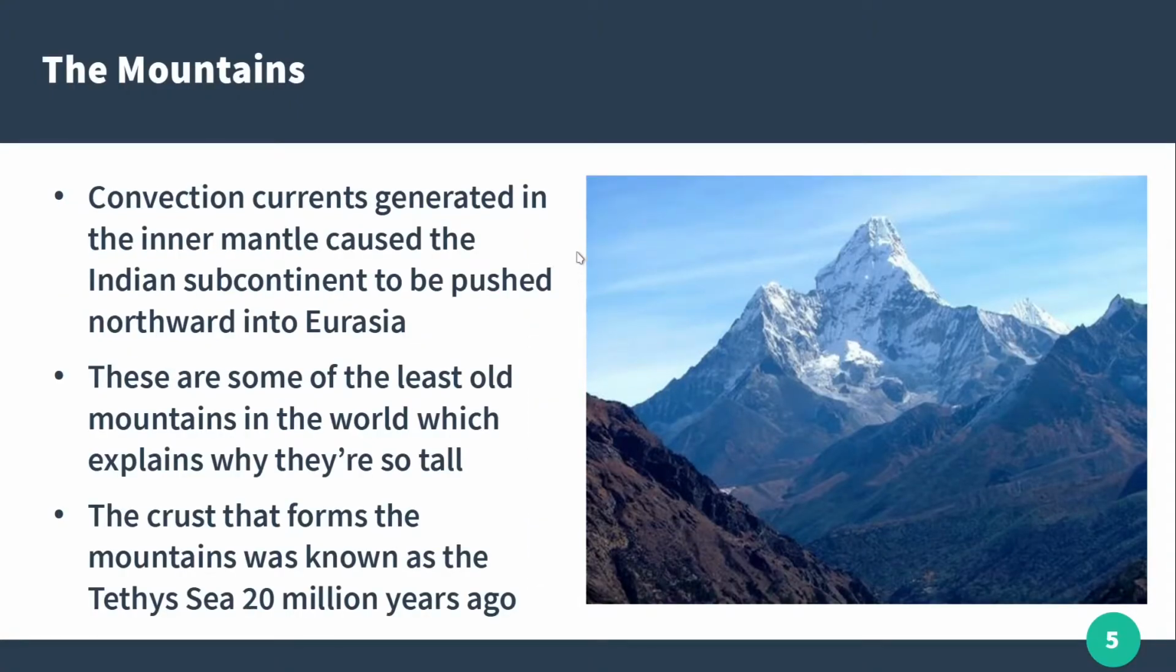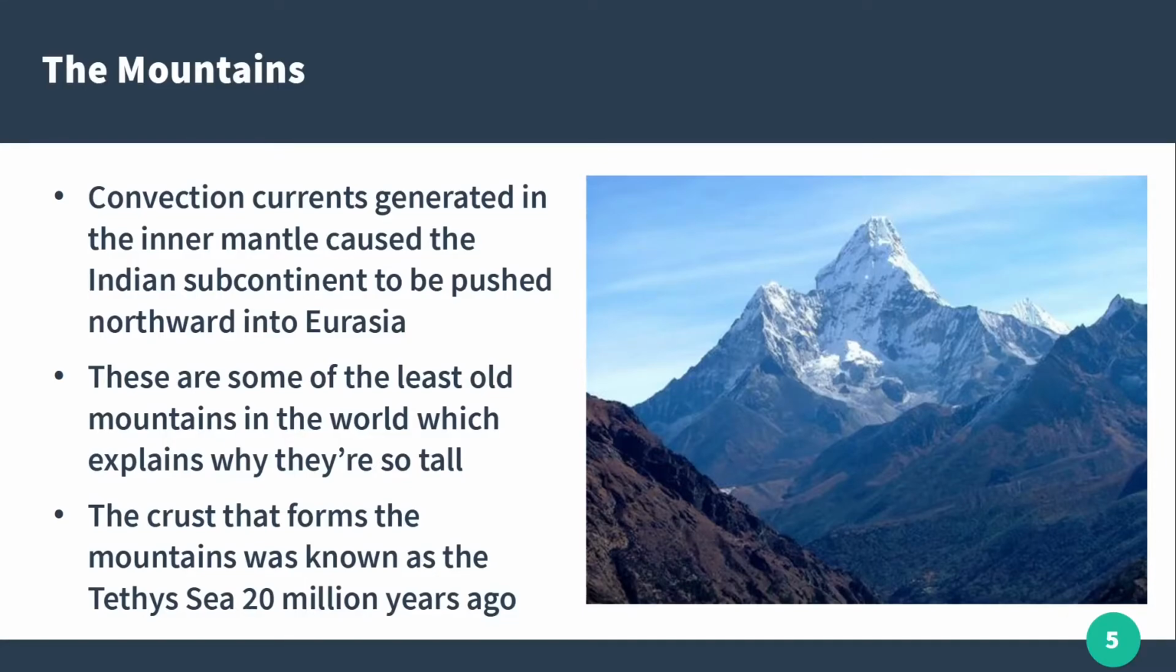So basically the formation process is that certain currents 40 million years ago began to generate in the mantle, and that caused the Indian subcontinent to begin to drift across the ocean and then be pushed northward into Eurasia. These are some of the youngest mountains in the world, and that's part of why they're so tall.